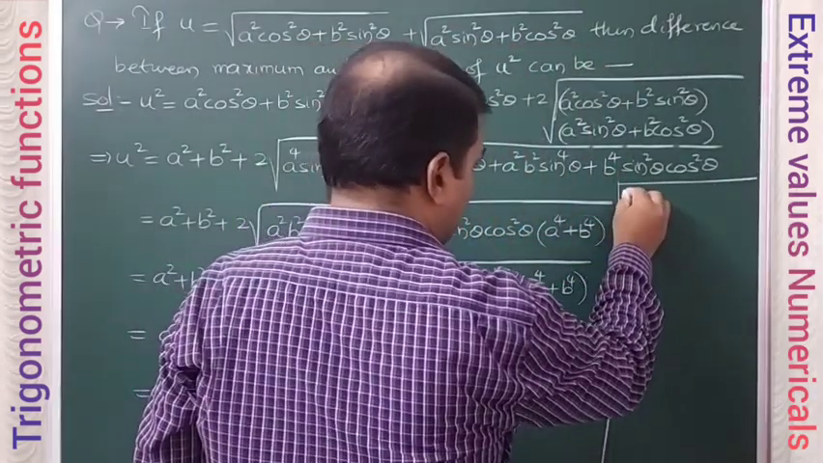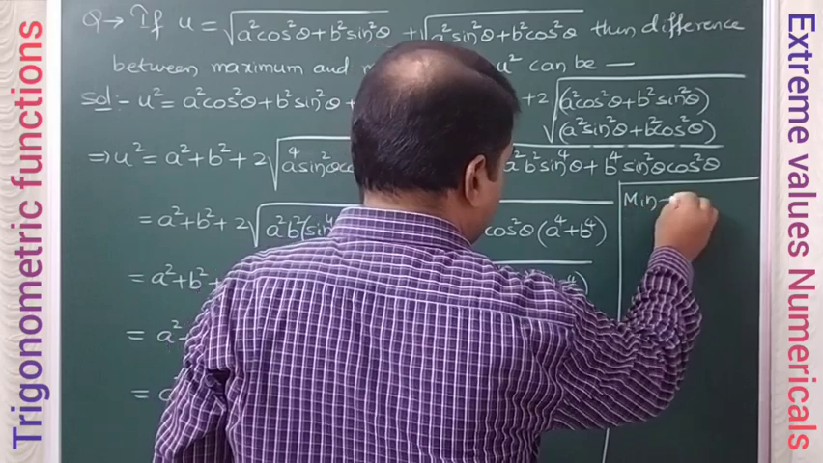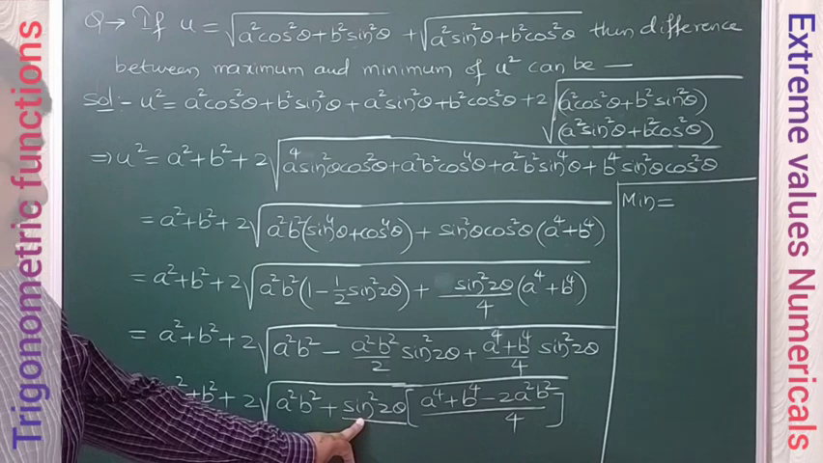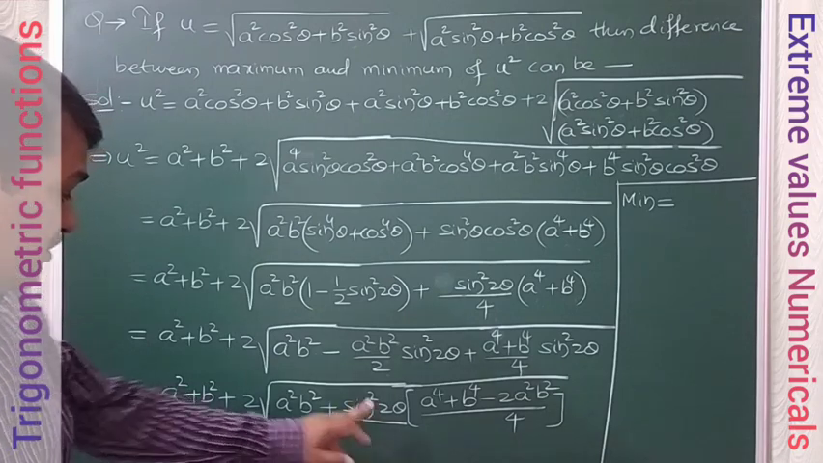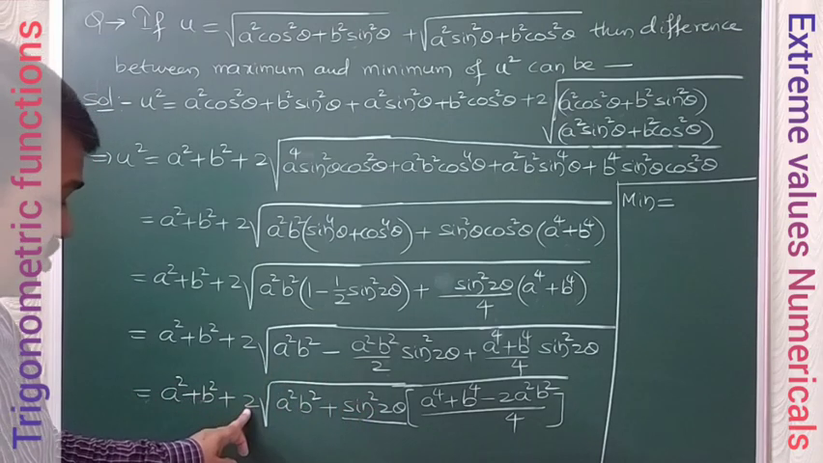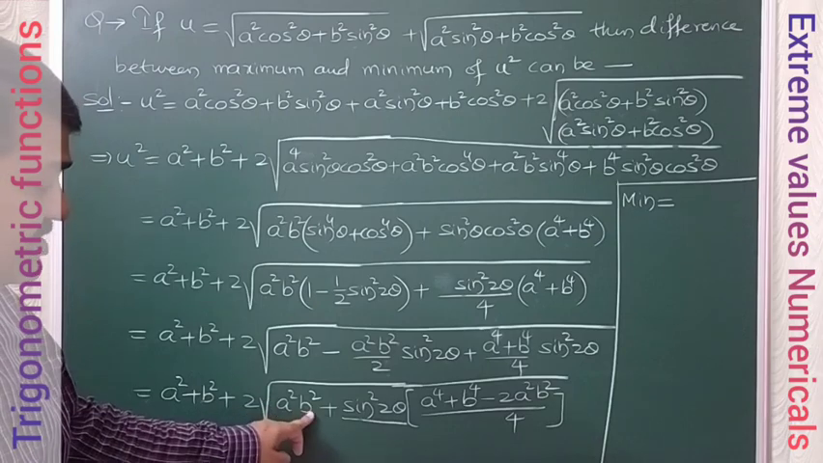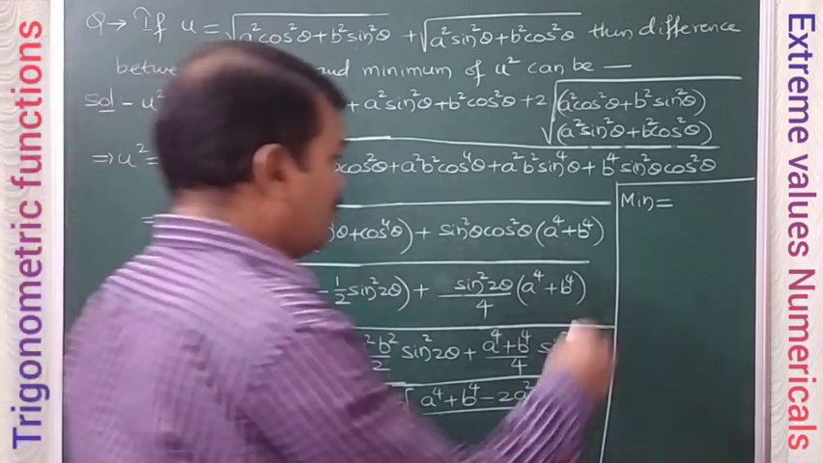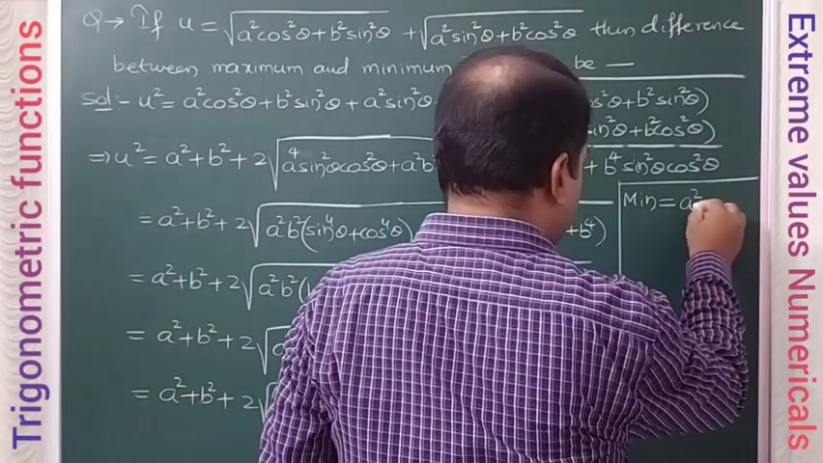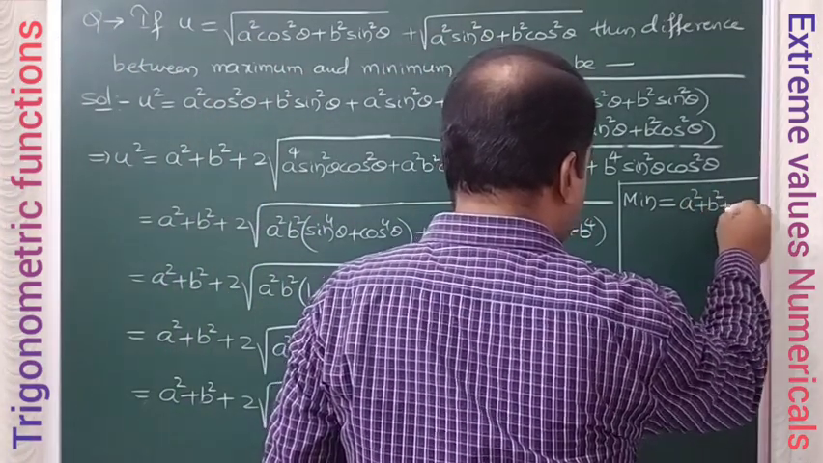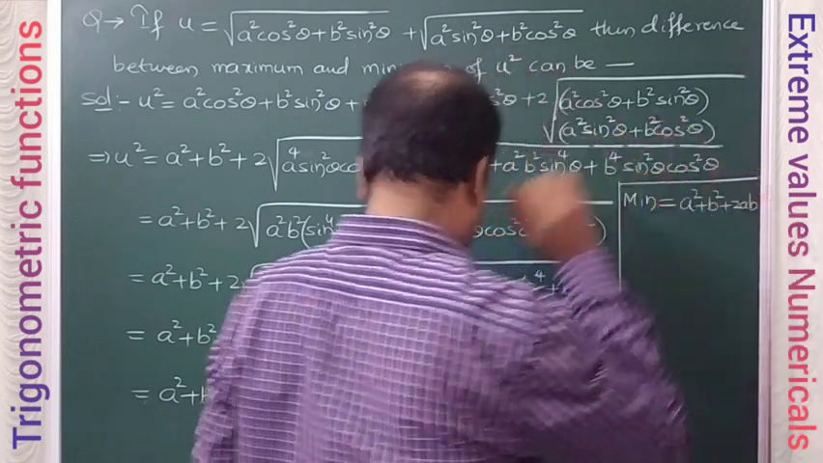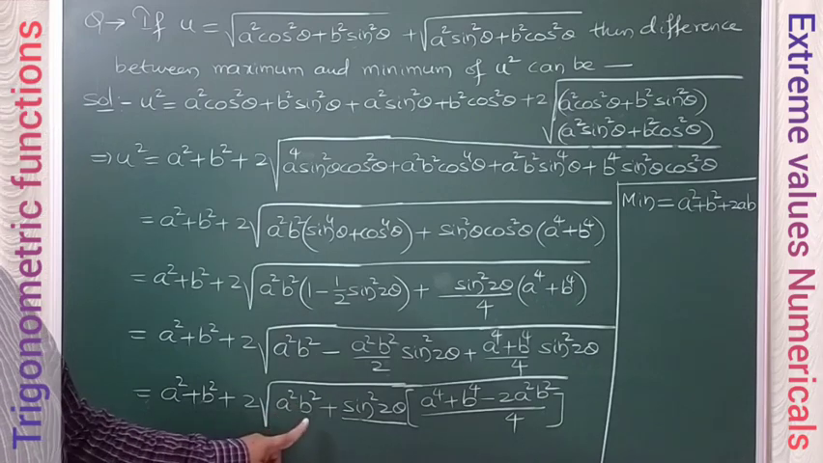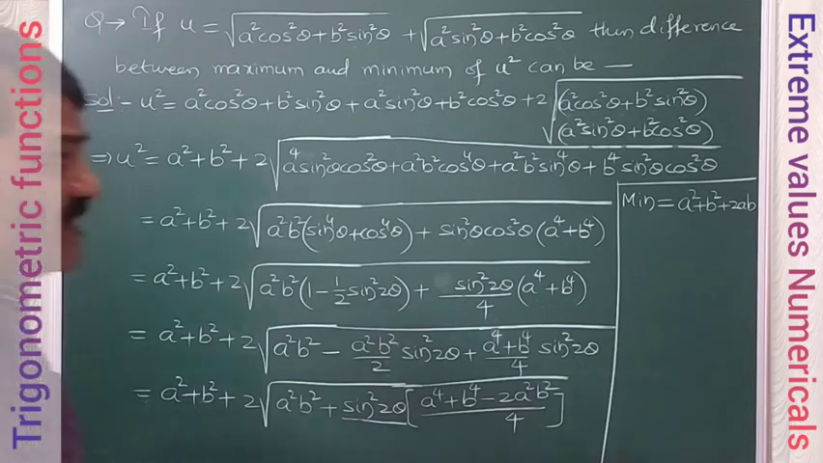So the minimum value will be obtained when this is taken as 0. So when this is taken as 0, a square plus b square plus 2 into under root a square b square, this complete part becomes 0. Only this will be left. So a square plus b square plus 2ab will be left. That means 2ab, remaining will be 0.